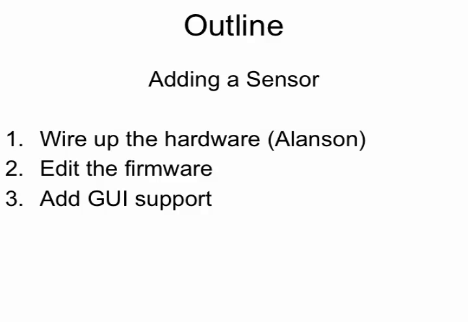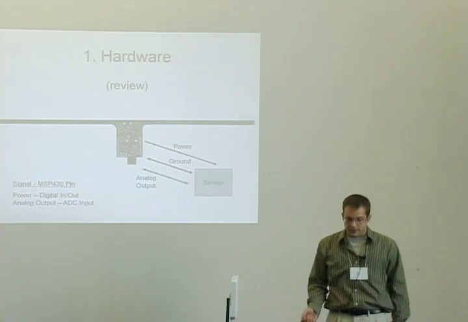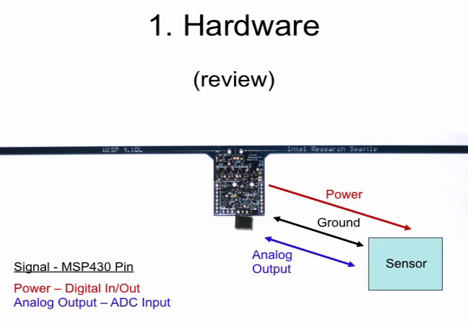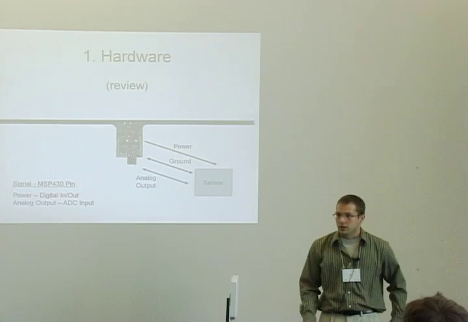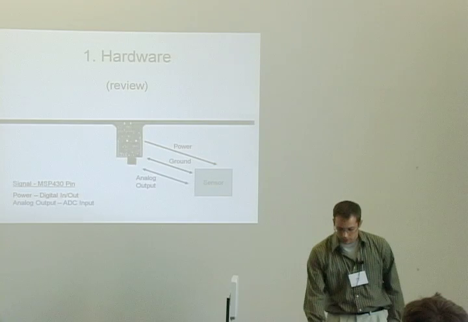So, for example, if I have some arbitrary sensor, in general I'm going to need 3 wires: one for power, ground, and the analog output. The only constraints are that the power needs to come from a digital input-output pin of the microcontroller, and the analog output of the sensor needs to go to an ADC input. If the sensor had, for example, an SPI interface, there are other pins on the microcontroller for doing SPI or I2C communication.